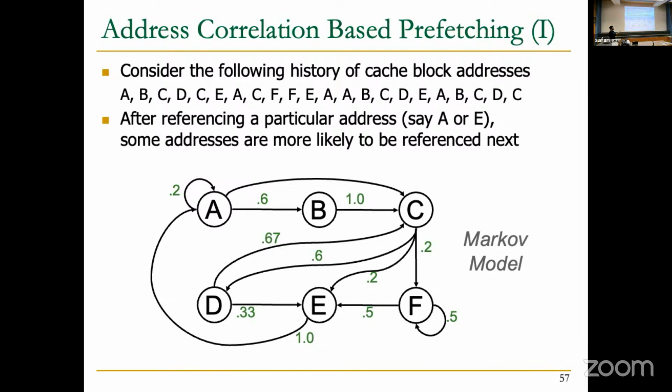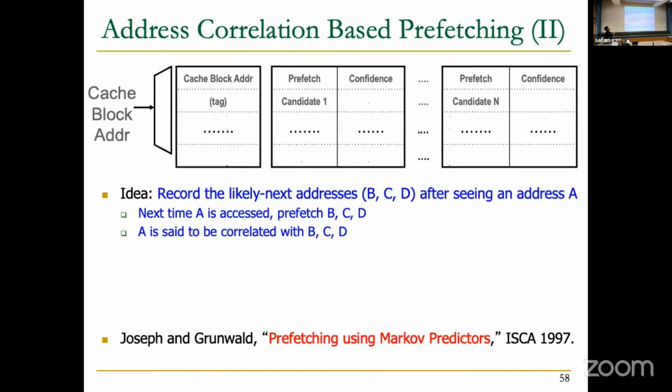And if you create this sort of Markov table, given a cache block address, what would be your next prefetch candidate, and what is the confidence? The second next prefetch candidate, what is the confidence? If you create this table, that gives you this sort of correlation learning. It basically says that after seeing an address A, you are likely going to see B with 60% probability, C with 20%, and D with 20% probability.